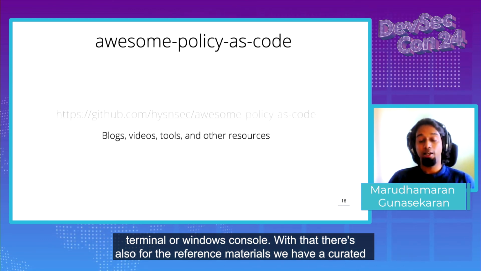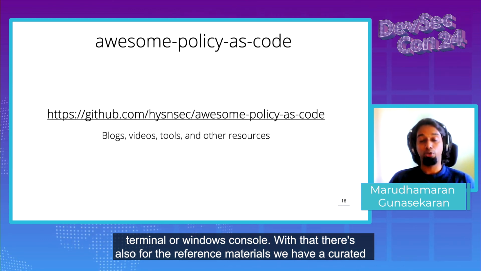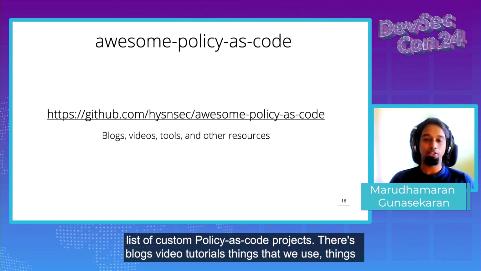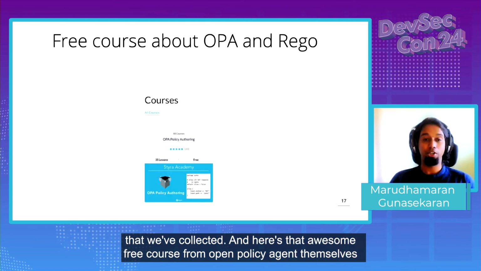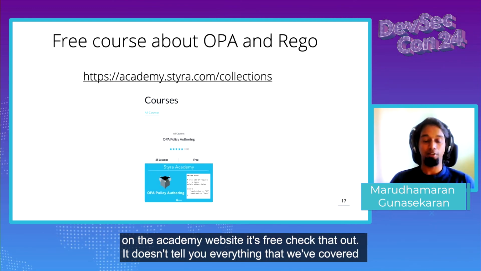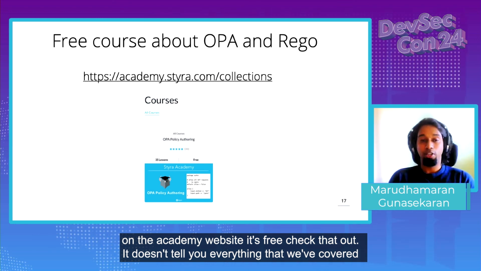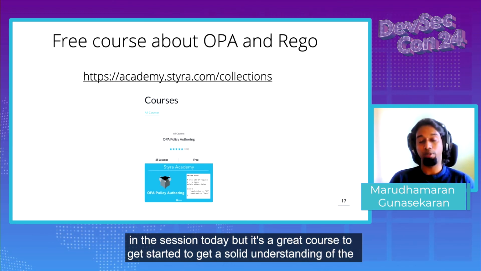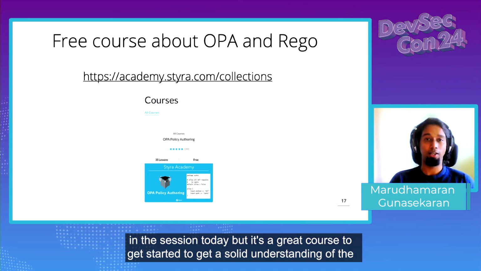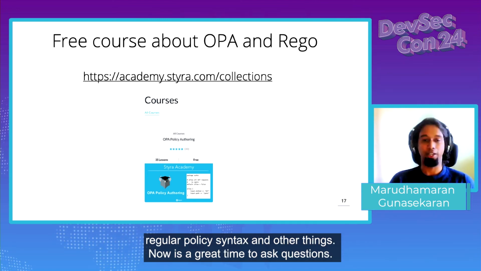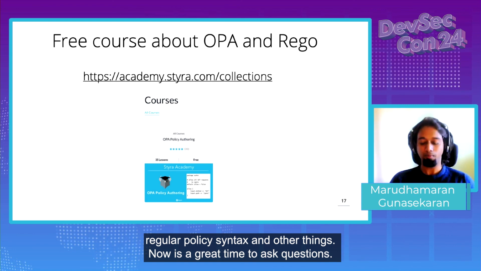With that, there are also further reference materials. We have a curated list of custom policy as code projects. There are blogs, videos, tutorials, things that we use, things that we've collected. And here's that awesome free course from Open Policy Agent themselves on the Academy website. It's free. Check that out. It doesn't tell you everything that we've covered in the session today, but it's a great course to get started, to get a solid understanding of the Rego policy syntax and other things.